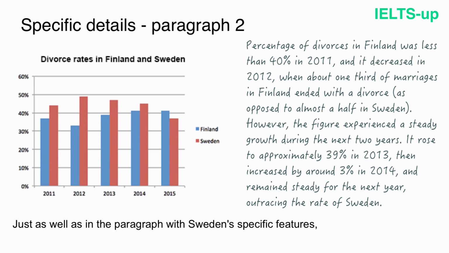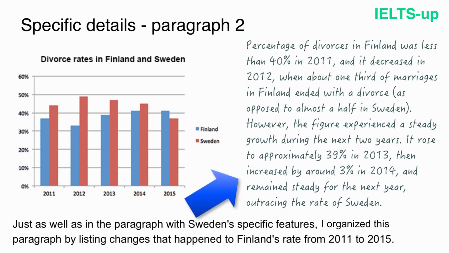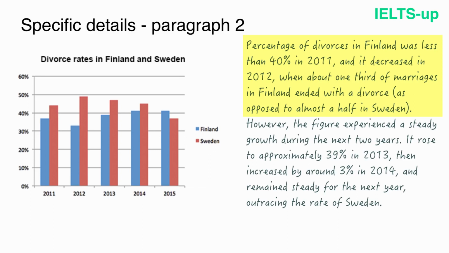Just as in the paragraph with Sweden's specific features, I organized this paragraph by listing changes that happened to Finland's rate from 2011 to 2015. So, in the first sentence, I described Finland's rate in 2011 and 2012, when it was decreasing. Then, from 2013, Finland's rate changes in opposite direction. It starts increasing, so I start the next sentence with the word "however" and say, "However, the figure experienced a steady growth during the next 2 years."